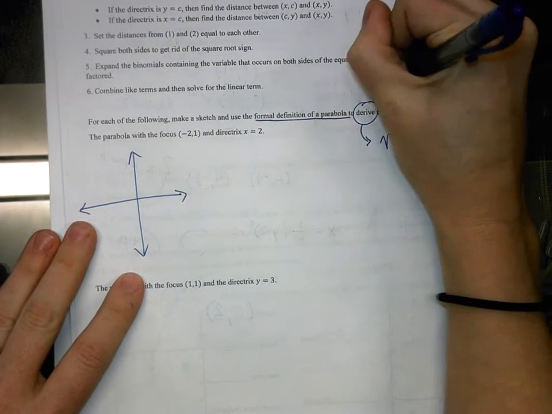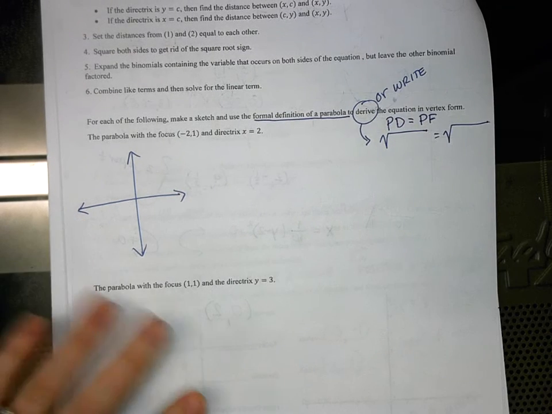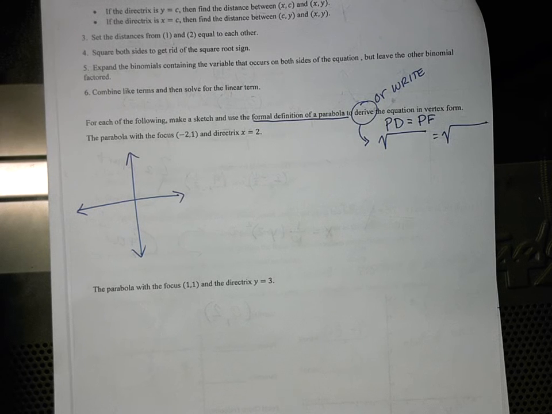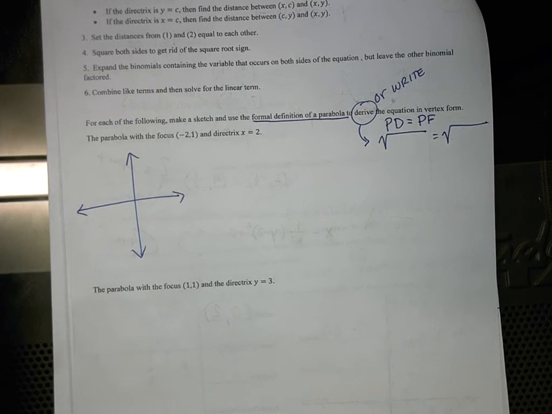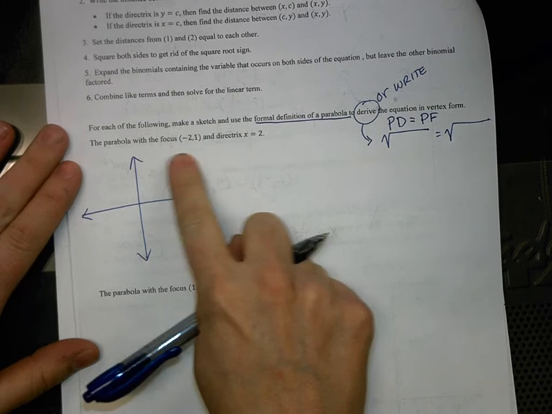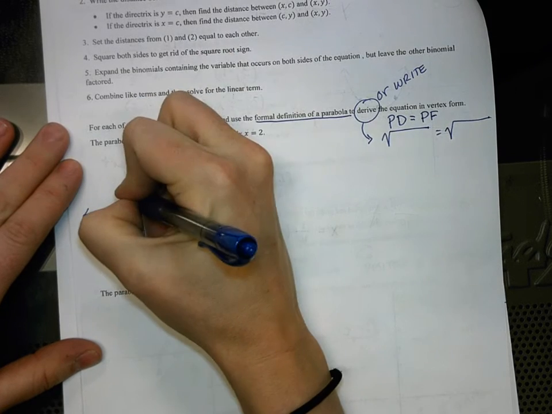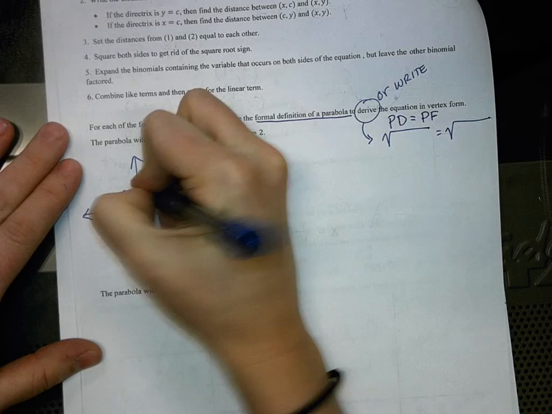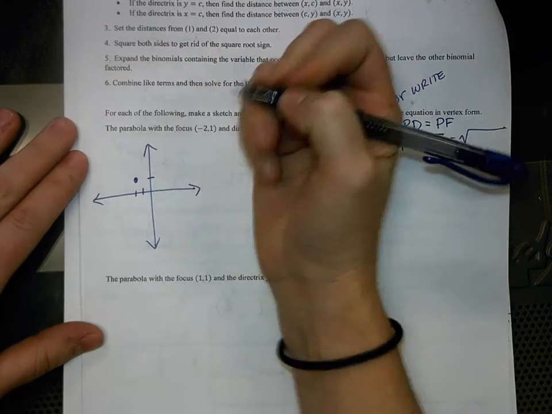Now, on your homework, I am okay if you just write the formula for the parabola as long as you show your work on what you're getting, which means we're going to use a graph in order to show that work. So my focus is at -2, 1. So go ahead and plot that point, -2, 1. That's the focus, so label it with an F.